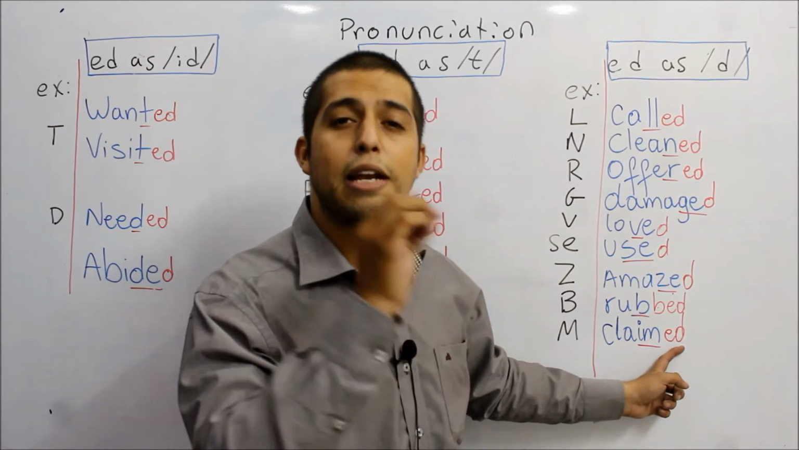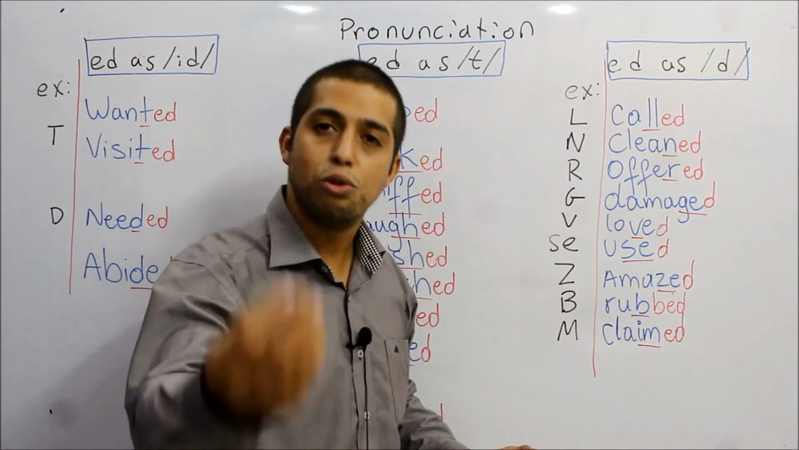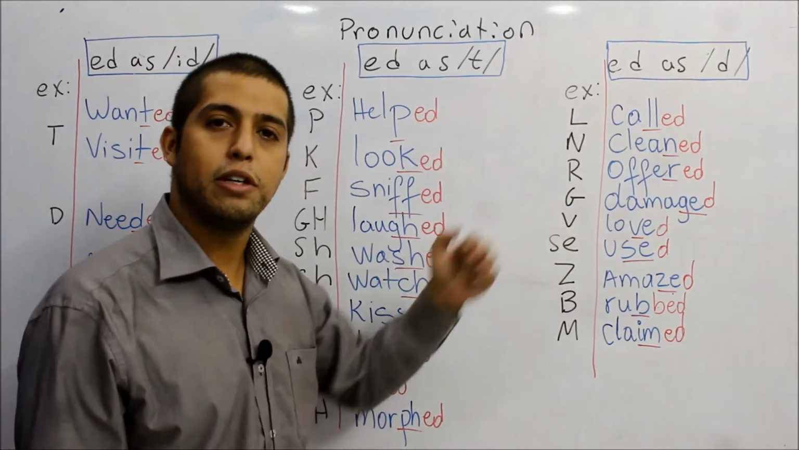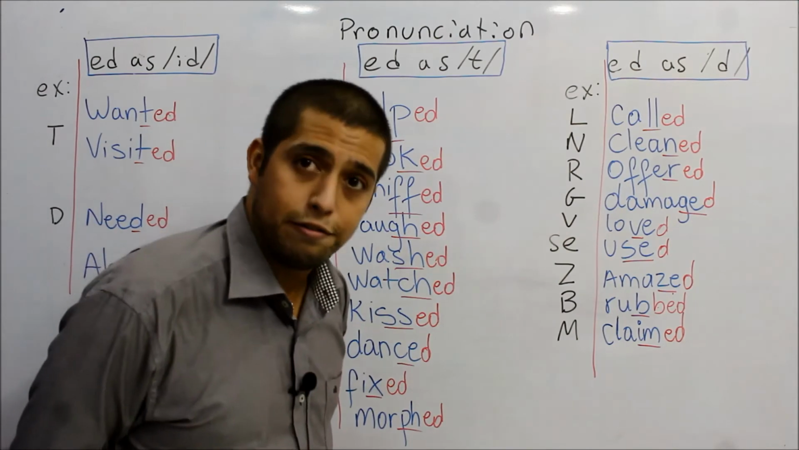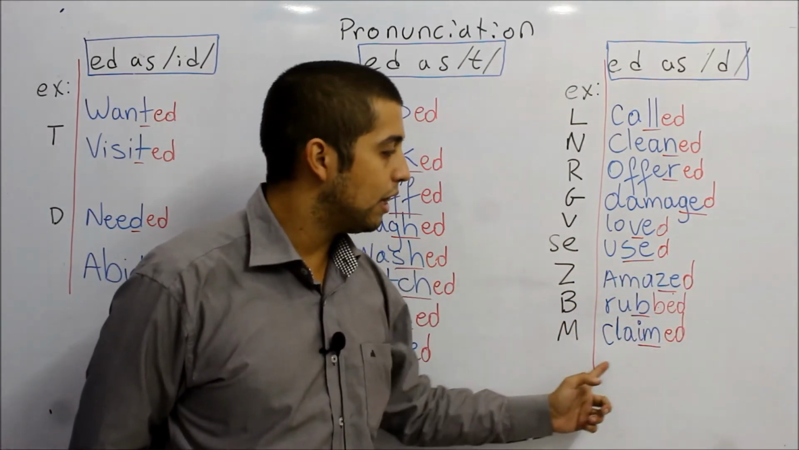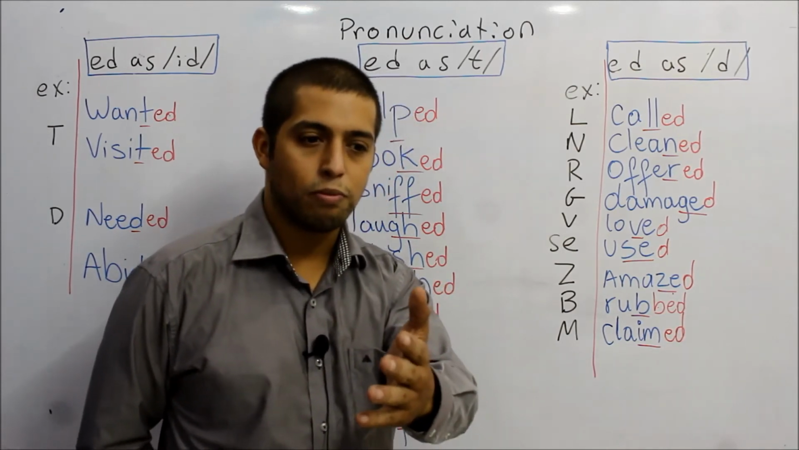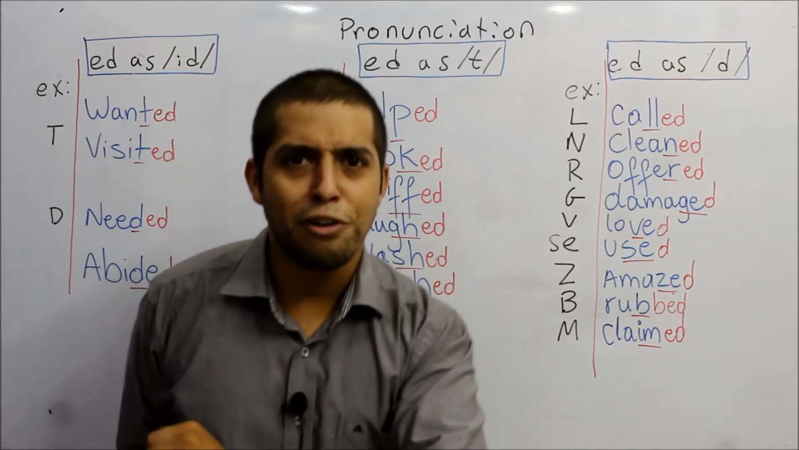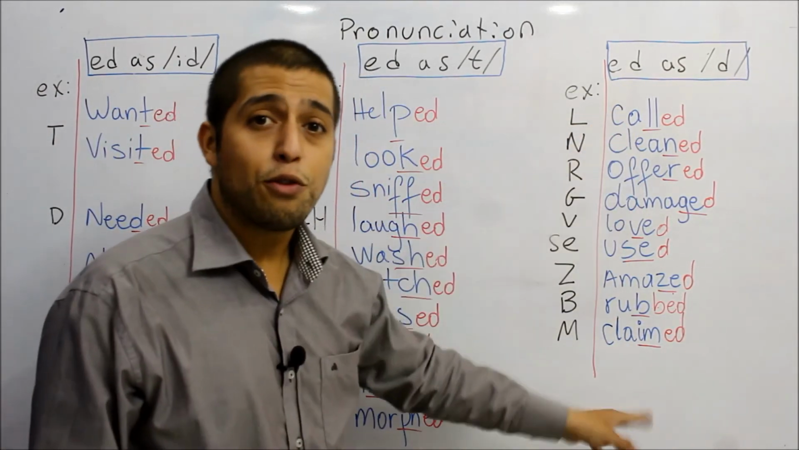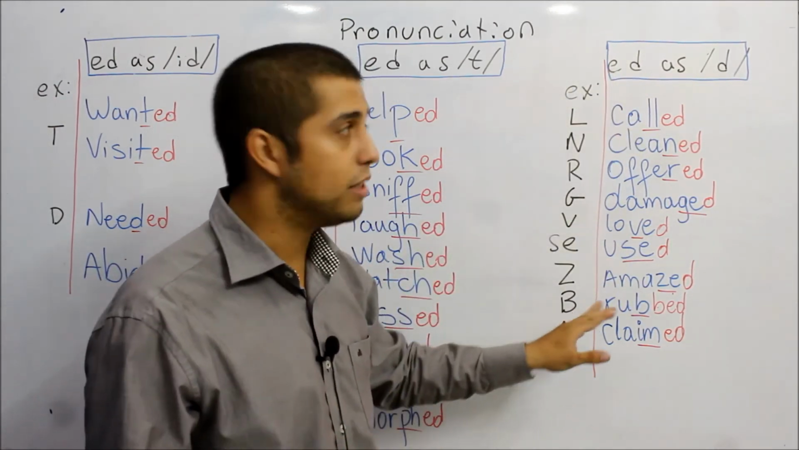Claimed. Now again, one more time at a natural speed so that you are used to it. Called, cleaned, offered, damaged, loved, used, amazed, rubbed, claimed. Now you try at home. Wonderful. Now let's do one more little exercise for these, because this is the problem area for many students.